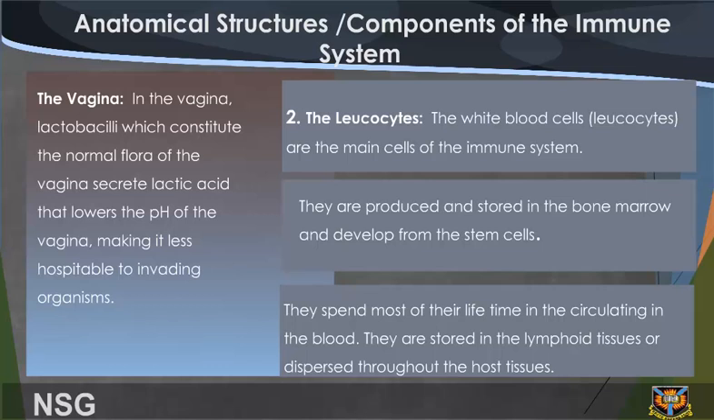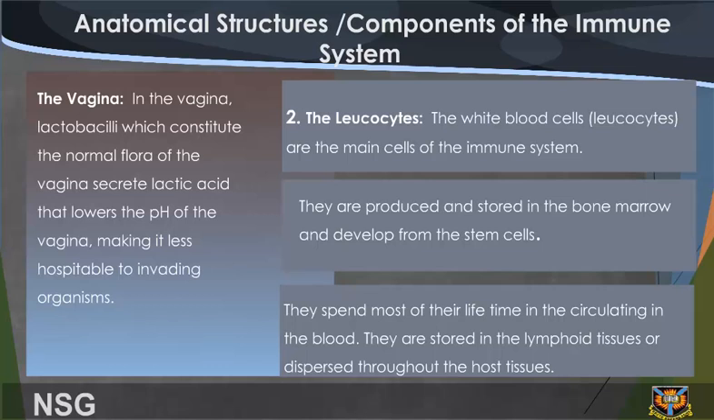The vagina. In the vagina, lactobacilli, which constitute the normal flora of the vagina, secrete lactic acid that lowers the pH of the vagina, making it less hospitable to invading organisms.